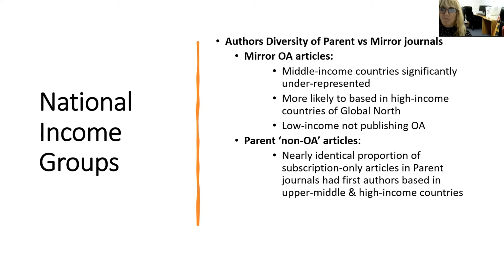Now, when we look at the parent non-open access articles that are free to publish in, there's a nearly identical proportion of subscription only articles in the parent journals that had first authors based in upper middle and high income countries.